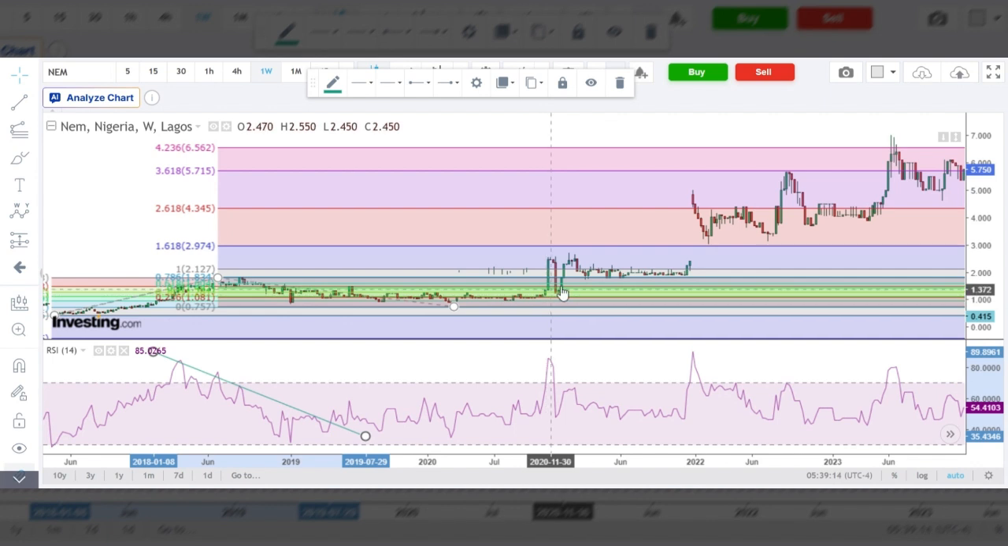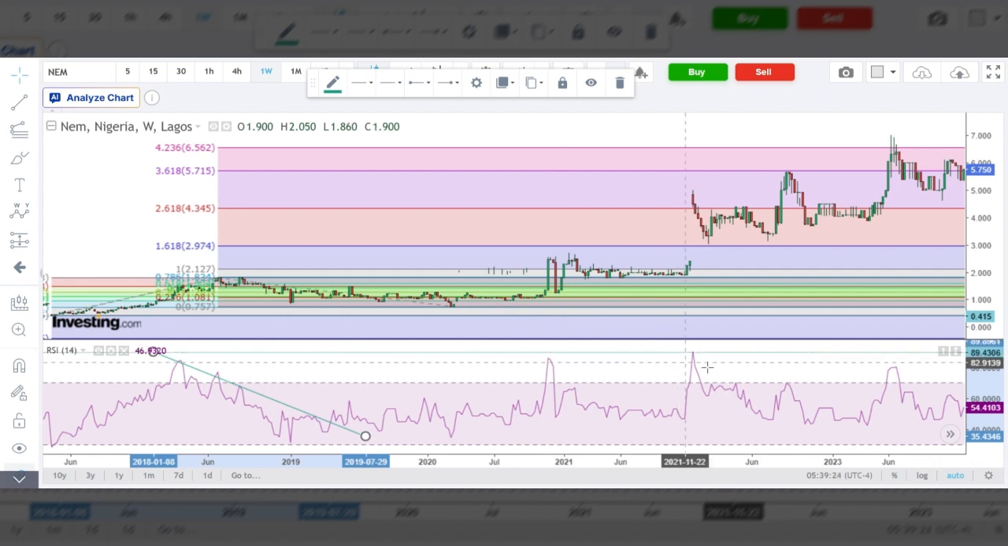Retraced massively and started consolidating here, and then another strong bull run. As you can see, let me put a line here. Another higher high was made, which was higher than this. So I can say this is wave three and this is wave five, because wave five always comes with divergence.